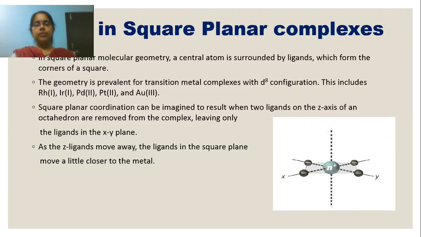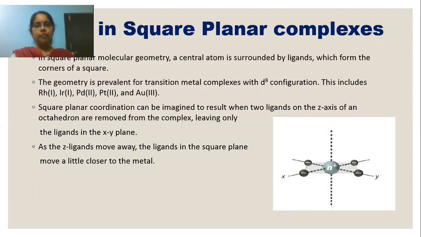Let us see about crystal field splitting in square planar complexes. In a square planar complex, the central metal atom is surrounded by 4 ligands that are arranged in the corners of a square. This square planar complex is imagined to be obtained from an octahedral complex where 2 ligands in the Z plane are completely removed.